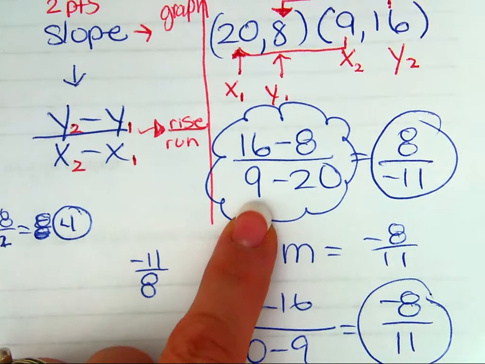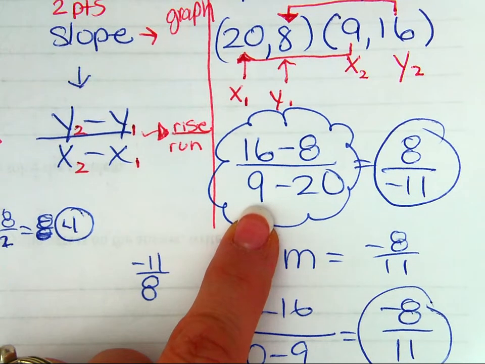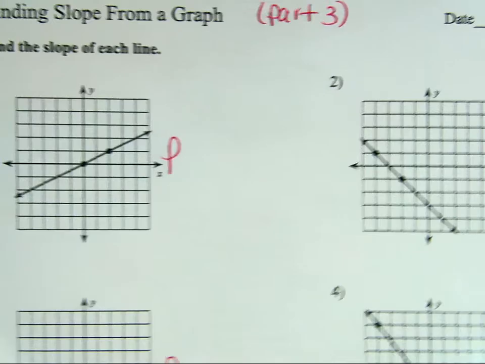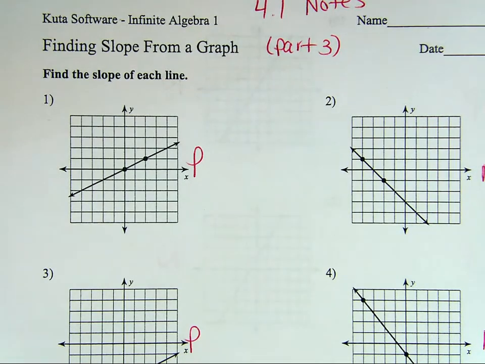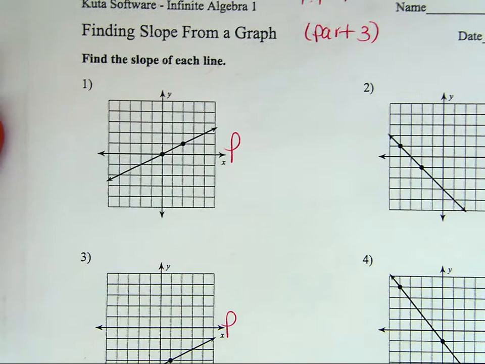So while finding slope from 2 points is helpful, it's kind of a lot of work. It's kind of a pain. So I want you to take out this sheet right here that you already have all your positives, negatives, zeros, and undefined on. And I want you to take a look at number 1.